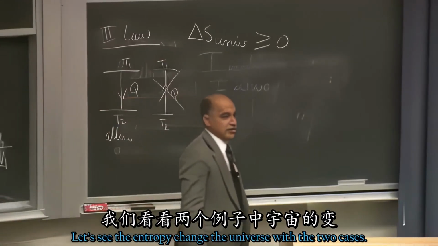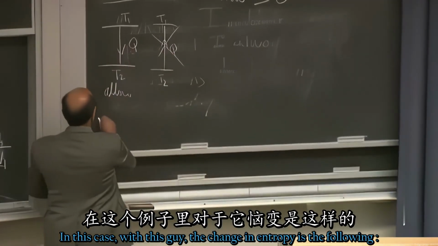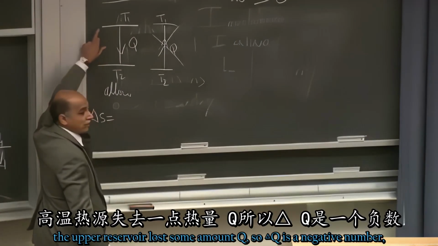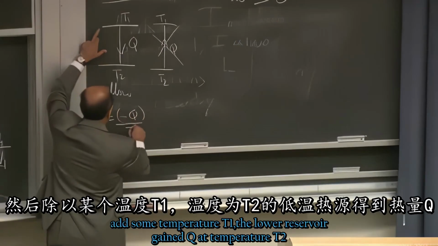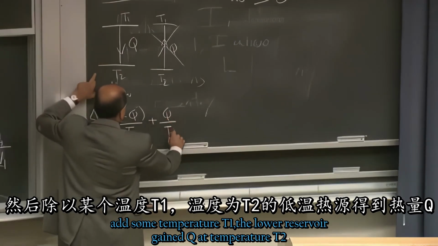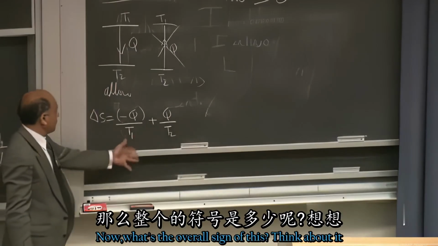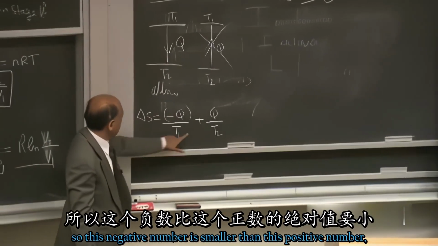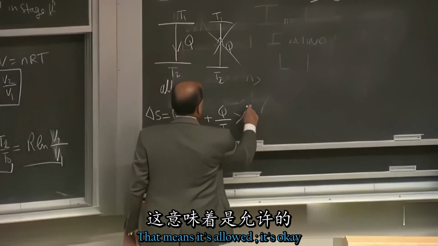Let's see the entropy change in the universe for the two cases. In this case, the change in entropy is the following. The upper reservoir lost some amount Q, so delta Q is a negative number, at some temperature T1. The lower reservoir gained Q at temperature T2. Now, what's the overall sign of this? Think about it. T1 is bigger than T2, so this negative number is smaller than this positive number. So the whole thing is positive. That means it's allowed. It's okay.